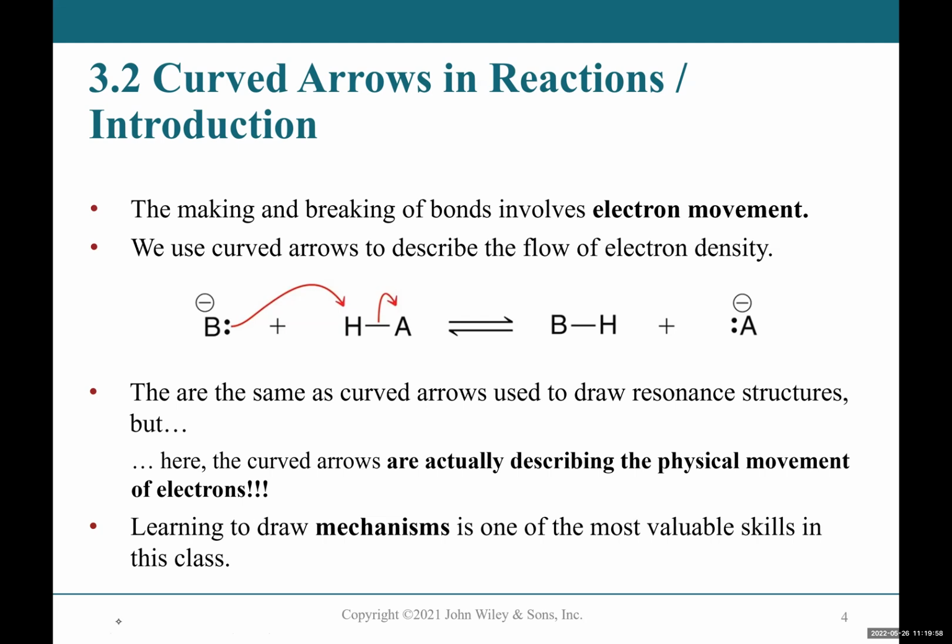So curved arrows: the making and breaking of bonds involves electron movement, and they're showing this right here. This base is going to take a proton from this acid, and we have this right here. And mechanisms are the same thing as this proton transfer right here.